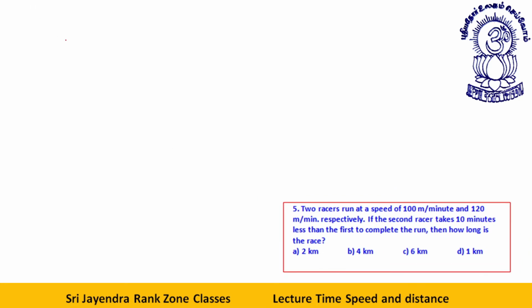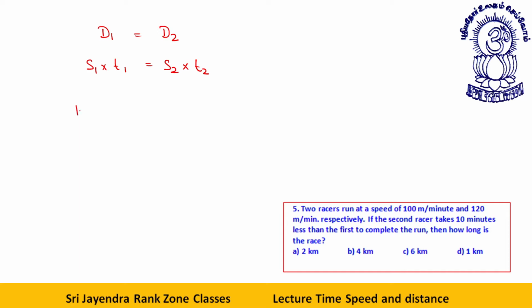Two racers run at a speed of 100 meter per minute and 120 meter per minute. If the second racer takes 10 minutes less than the first to complete the run, then how long is the distance? See, students, there are two ways of doing this. First, since I need to explain you the method, I'll say d1 is equal to d2 because both the players are covering the same distance. What is d1? Speed 1 into time 1. What is d2? Speed 2 into time 2.